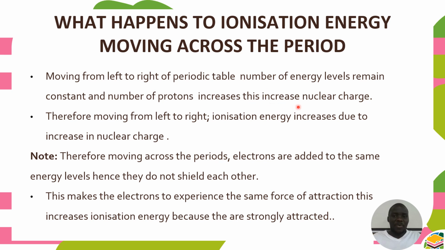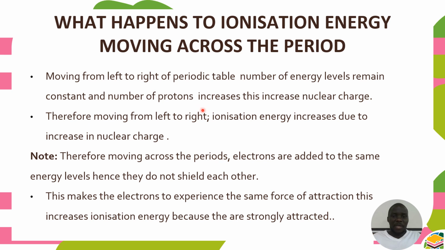To the same energy level. Remember, you have a constant number of energy levels. If, for example, we go to period number 2, it means all elements starting from lithium up to neon all have a similar number of energy levels. What differentiates them is the number of electrons in their outermost energy levels.